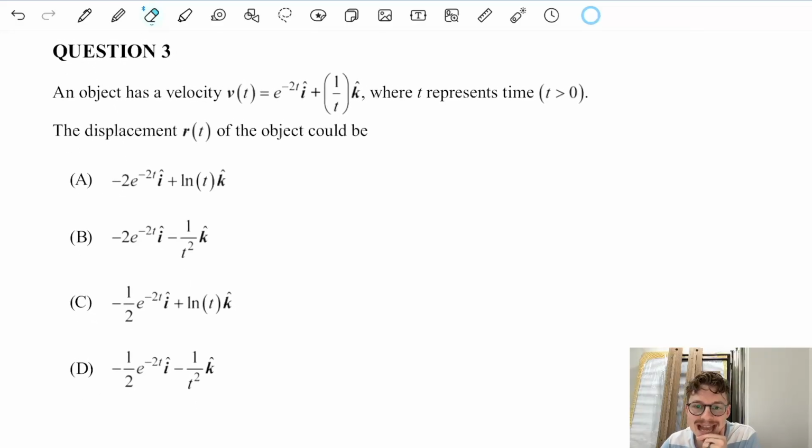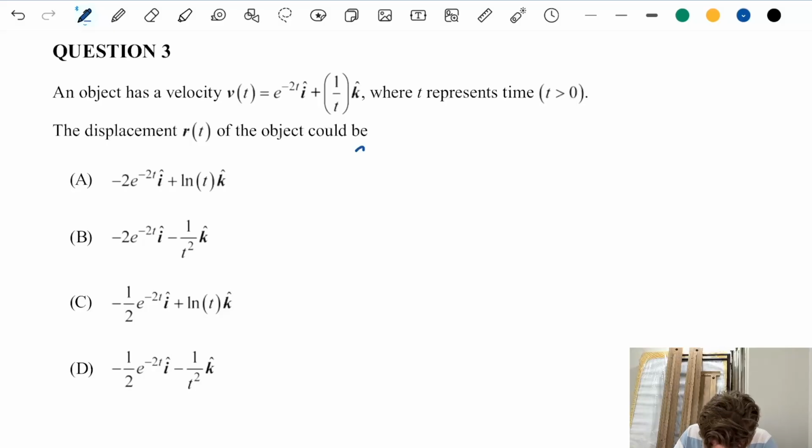An object has a velocity v(t) equal to e to the negative 2t i plus 1 over t k, where t represents time. Great. The displacement r(t) of an object could be. So really, we're trying to find the displacement. I simply just need to integrate my velocity. Very nice for question 3.